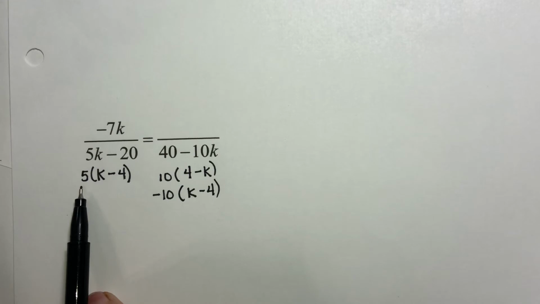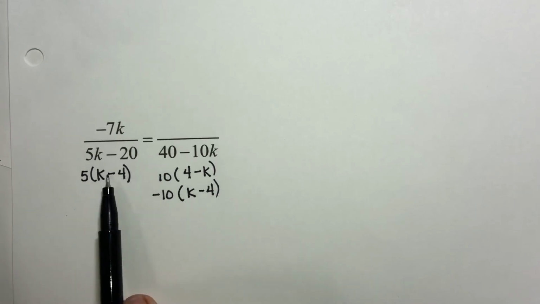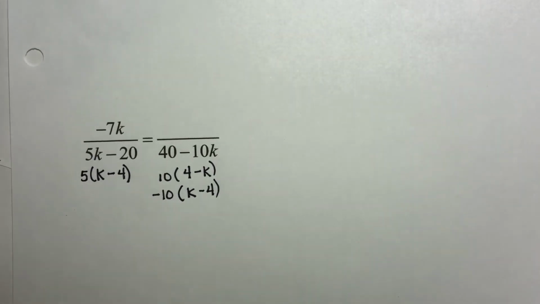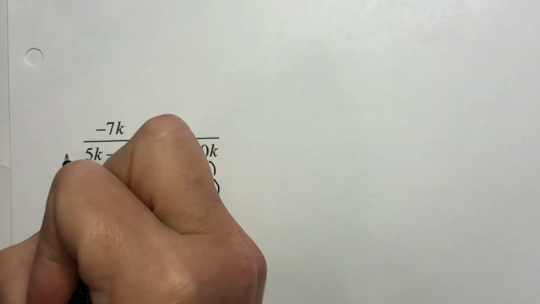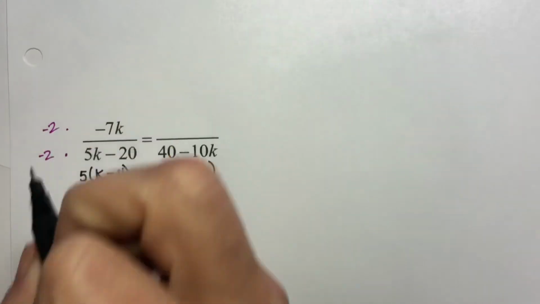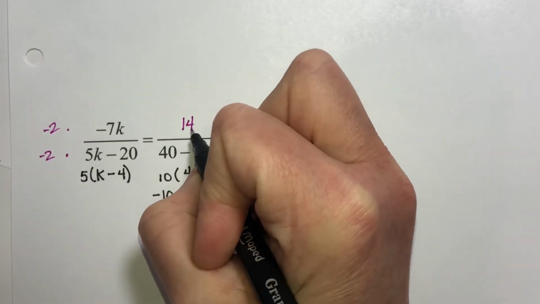I could have changed this to negative 5 and flipped it around, and I would have gotten exactly the same answer. So if you compare these, they've got the k minus 4 on both of them, which is good, but the 5 changes into a negative 10. So that means I had to multiply this by a negative 2. So I should multiply this by a negative 2 as well. And that gives me 14k.